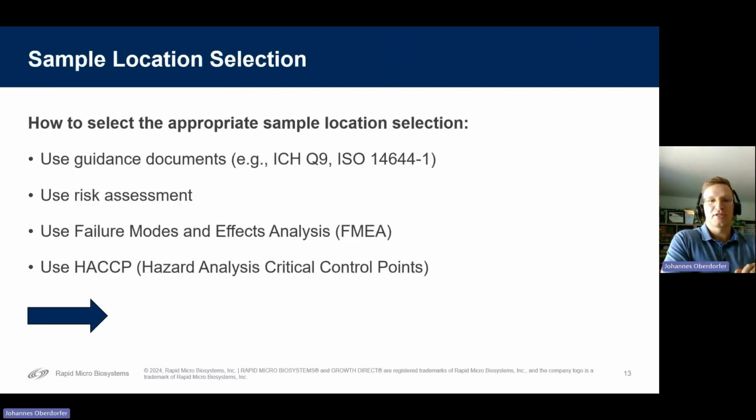So then sample locations, how to select them. And this is at all of the conferences always a hot topic, how do we best select the sampling locations? So there are guidance documents like ICH Q9 or ISO 14644 and other documents, and also external sources, some advisors that help with these. We should use a risk assessment. We should evaluate what is the right sample location. And there are different methods that can be used, like the FMEA analysis or the HACCP.